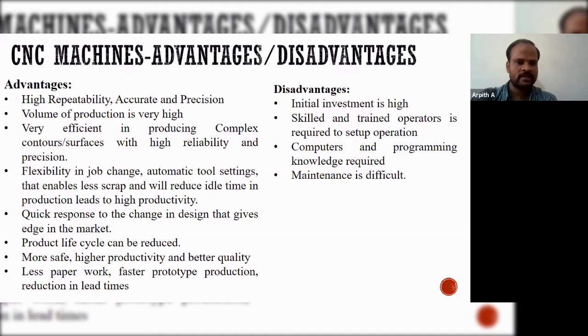Next is flexibility in job change. I already told you about automatic tool change, ATC. In the conventional manufacturing process, for example, I want to drill a hole of 8 mm, and again in the same position I want to drill, say, a 20 mm hole. Then what do you have to do? First you have to come to the position and drill it. Then you have to go to the changing time.